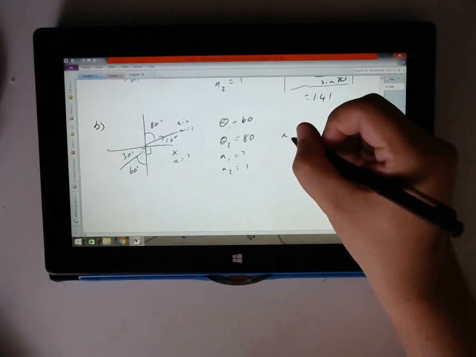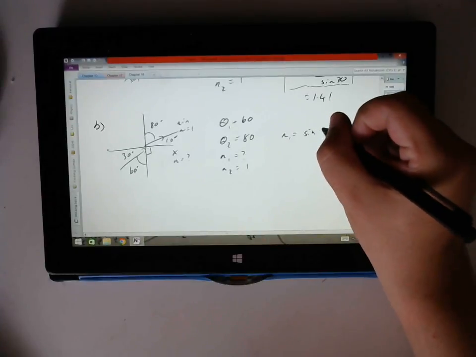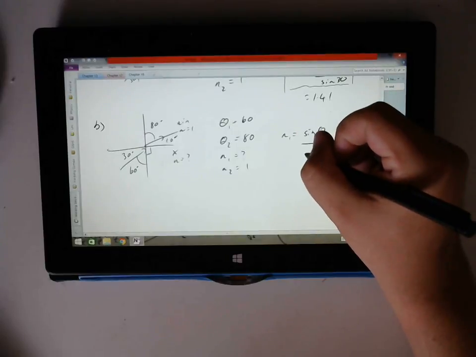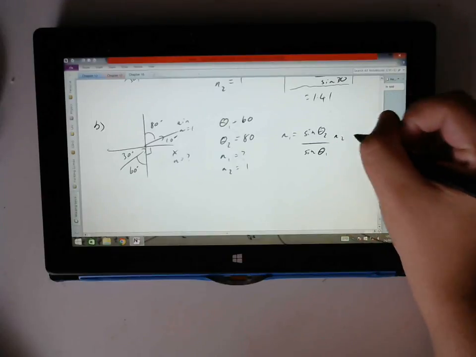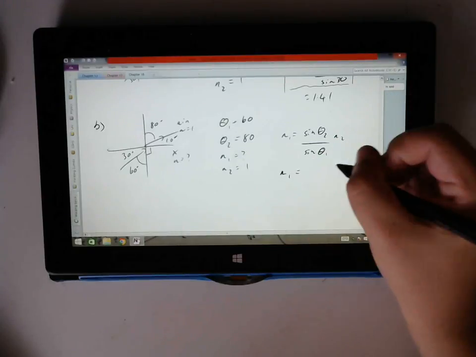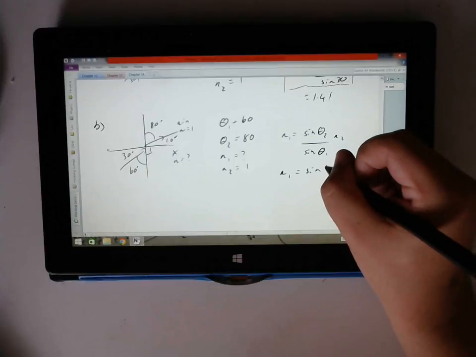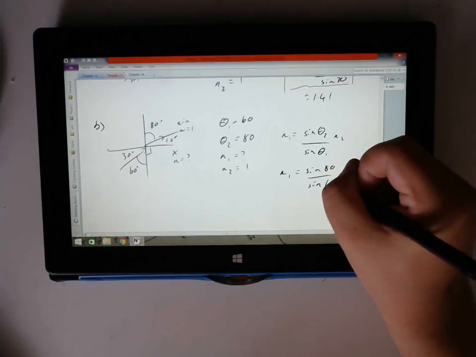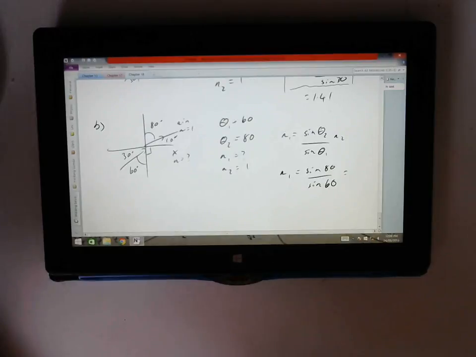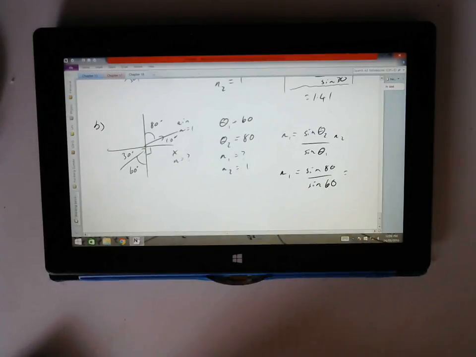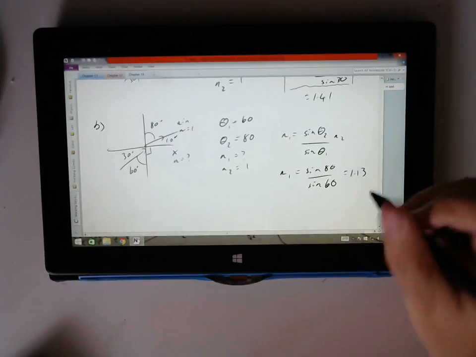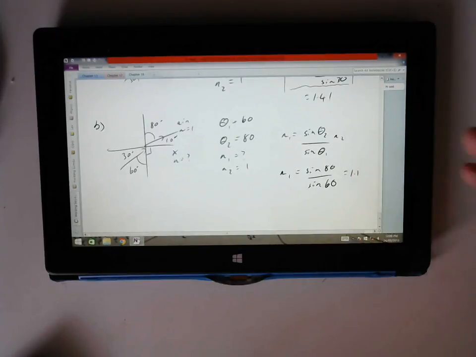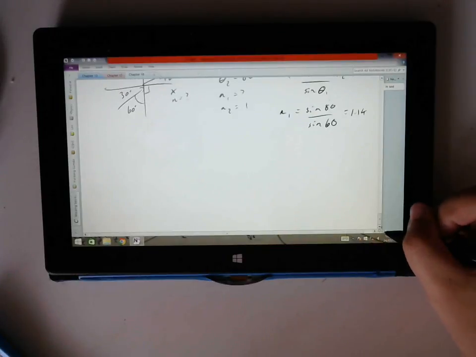And we saw before that n1 will equal sine theta 2 over sine theta 1, multiplied by n2, but n2 is just air. So n1 equals sine of 80 over sine of 60. Chuck it in. Sine 80 divided by sine 60 gives me 1.13, or 1.14 if we round it off. Okay, on to our next.